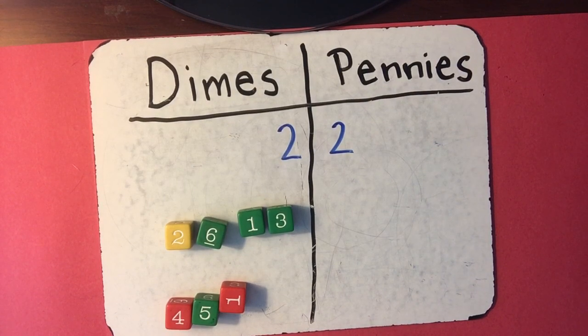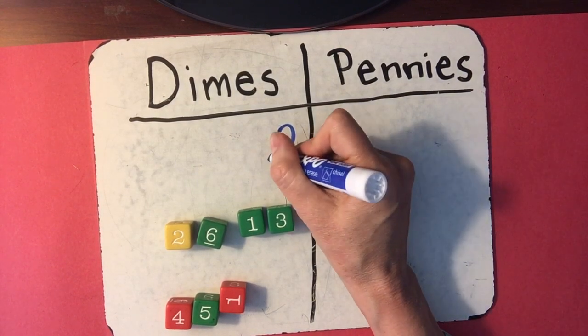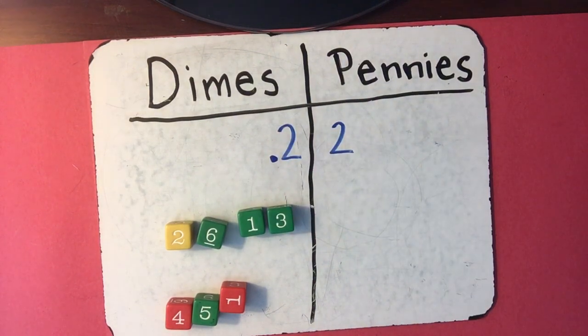Does that make sense? Okay. And our decimal point would go right there. So now what we have is 22 cents. That is your first score.